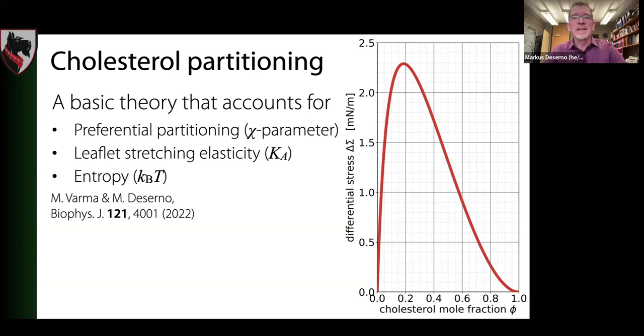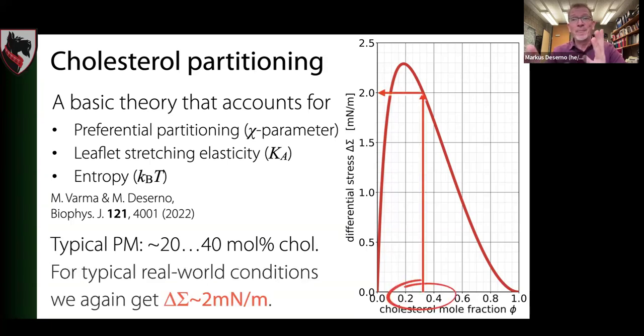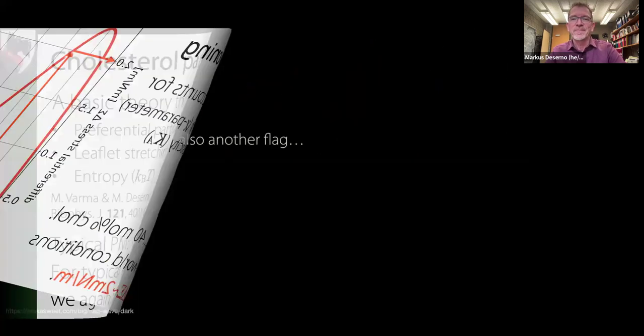But for real membranes, the ones in cells that we care about, the mole percent of cholesterol is somewhere between 20 and 40. And if I just plug in this number, I again end up at that magic number, 2 millinewtons per meter. The fact that it's exactly the same is a total coincidence, but a few millinewtons per meter is a number we should bear in mind as a reasonable expectation for what this kind of differential stress should probably look like. Okay, and that's what I wanted to say about differential stress.